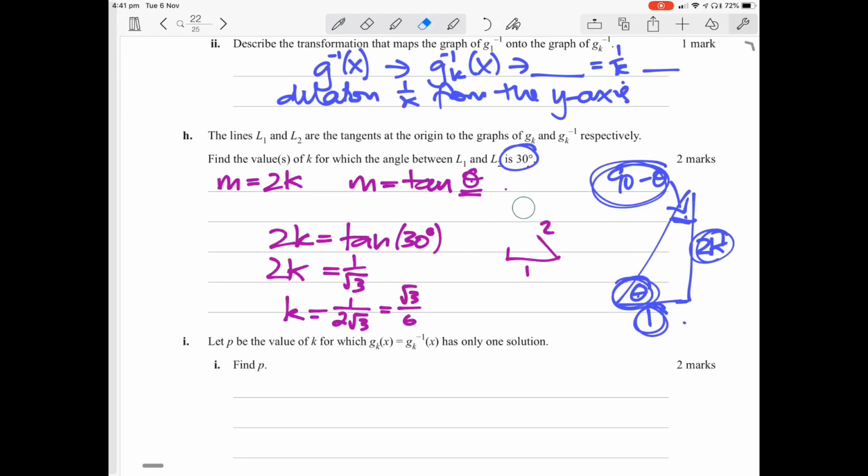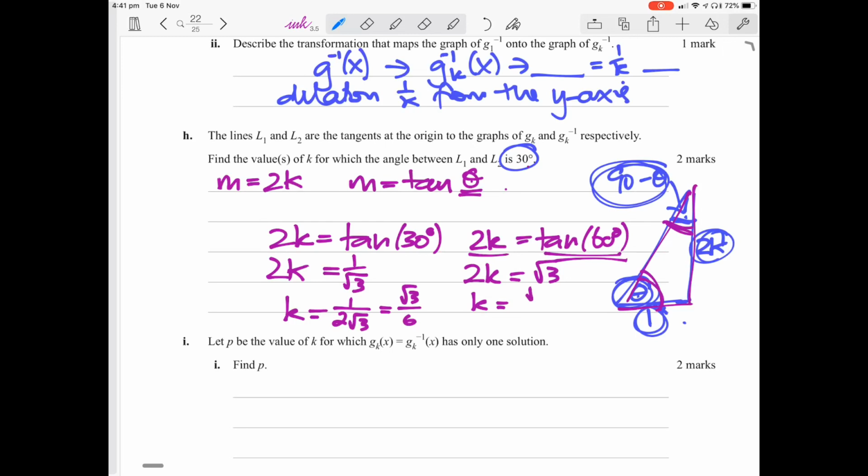So that's one case. The other case is if 2k, the gradient of the line that has a gradient of 2k, is equal to tan 60. Because if that's equal to tan 60, the other graph is going to be tan 30, so the angle between them will be 30 degrees because they are complementary angles. So if 2k equals tan of 60, tan of 60 is root 3. So 2k equals root 3. So k is equal to root 3 on 2. Is that right? Tan of 60, 1, 2, root 3.